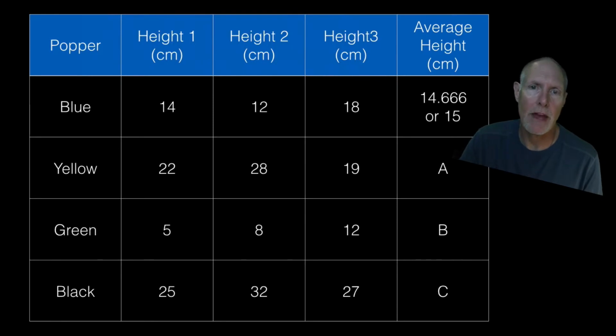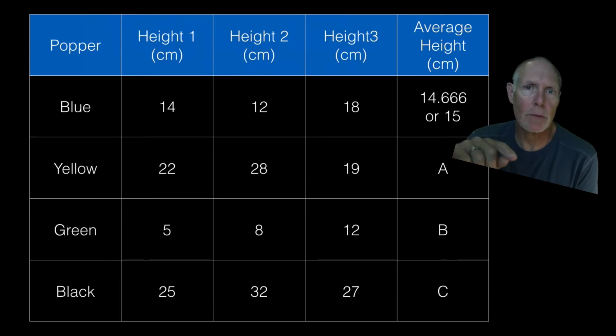Now, in your notebooks, what I'd like you to do, where it says letter A in that table, I'd like you to find the average for the yellow popper. So to remind you how to do that, you'll get a calculator and you'll add 22 plus 28 plus 19 and you'll divide by 3.